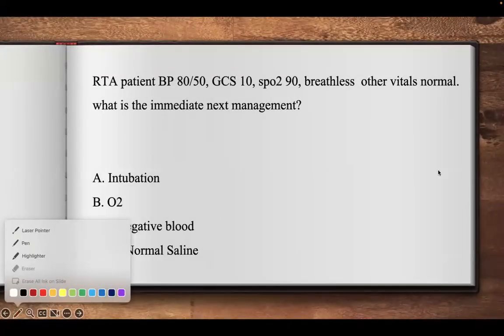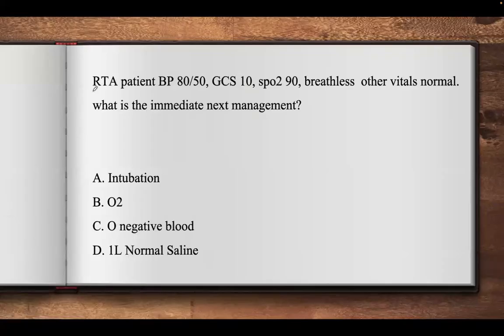Thank you. Okay, this is another question. An RTA patient, BP is 80/50, GCS 10, saturation of oxygen was 90, breathless, other vitals were normal. Other vitals means the heart rate or maybe the temperature or respiratory rate. What is the immediate next management here? Intubation, oxygen, O negative blood, or 1 liter of normal saline?